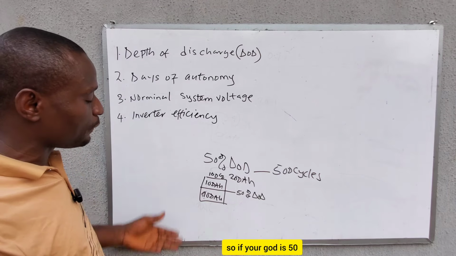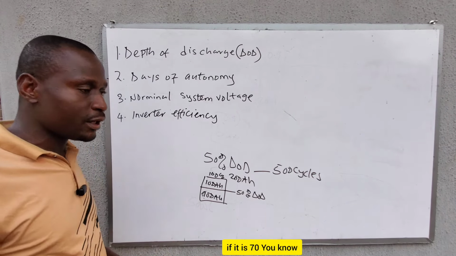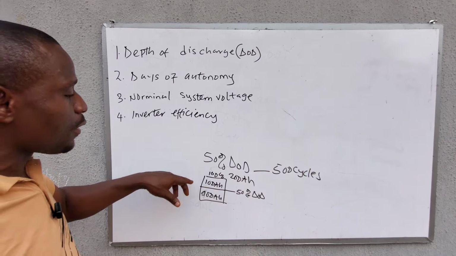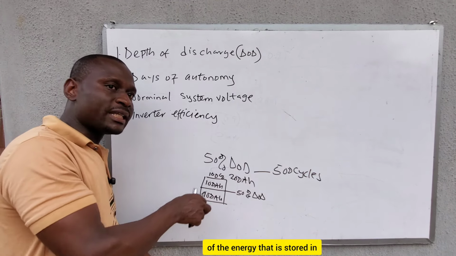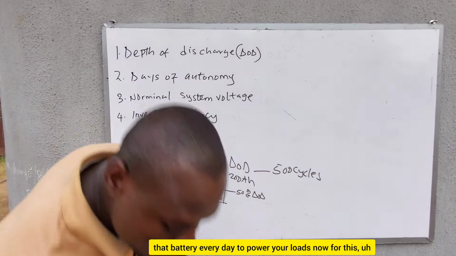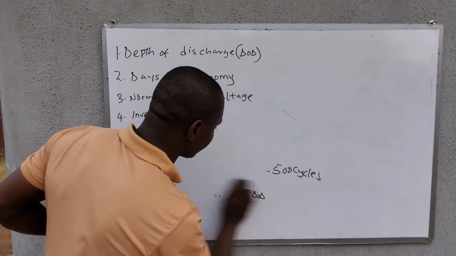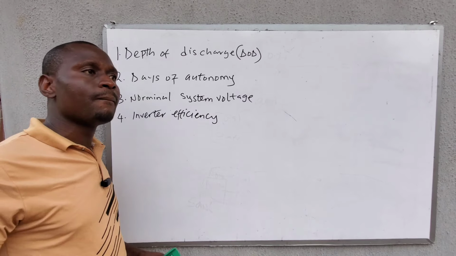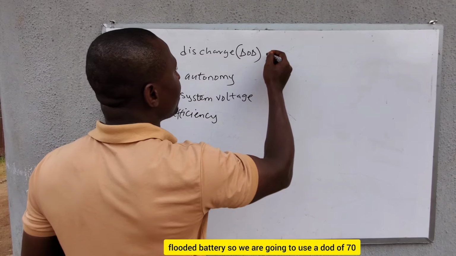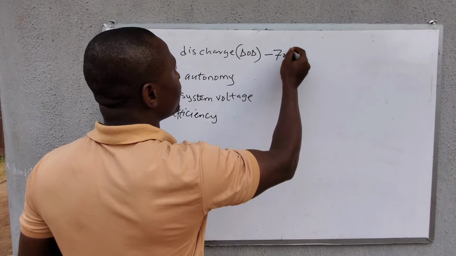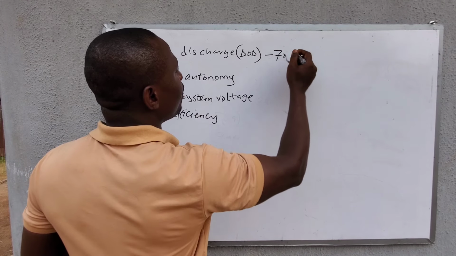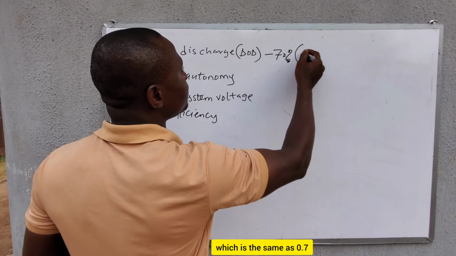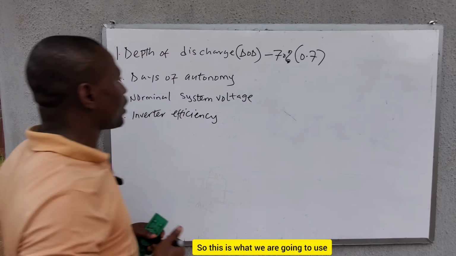So if your DOD is 50%, or if it is 70%, you know that you'll be taking 70% of the energy stored in that battery every day to power your loads. For our calculation, we are assuming it is a flooded battery, so we are going to use a DOD of 70%, which is the same as 0.7.